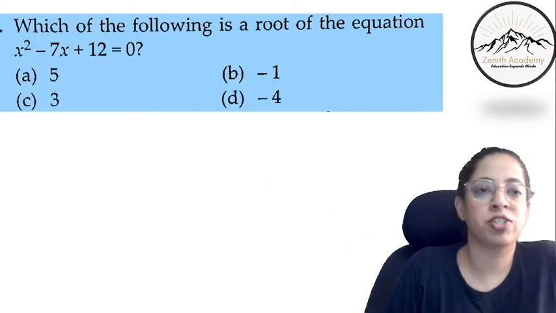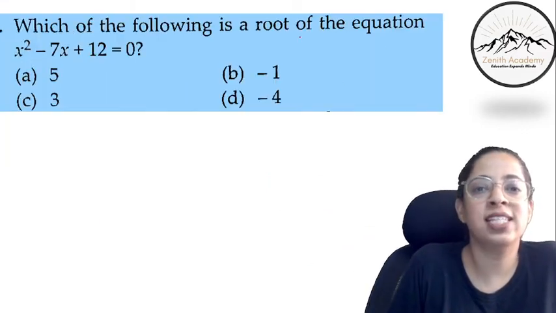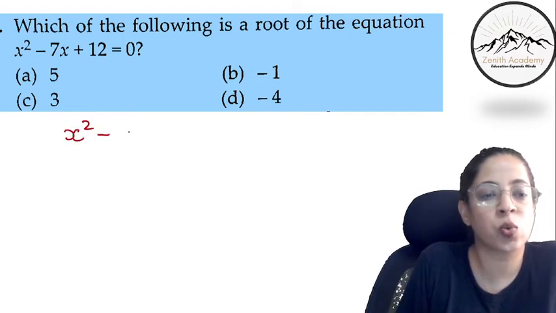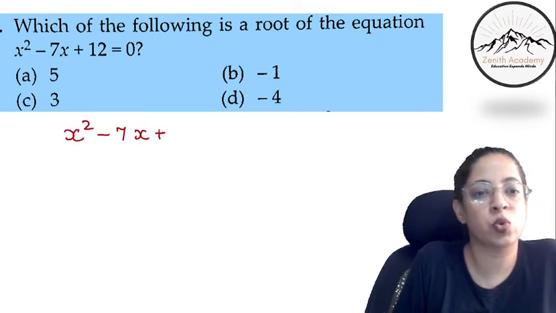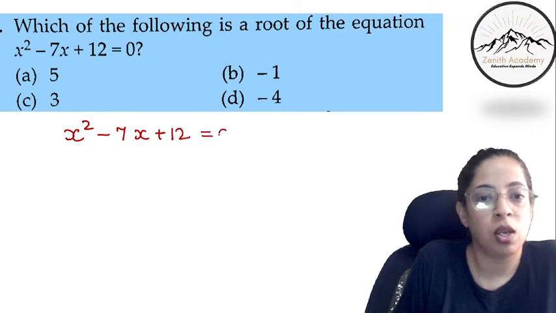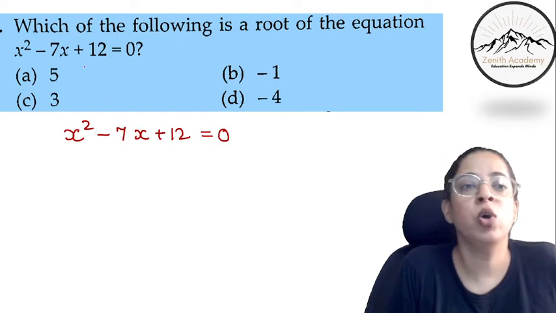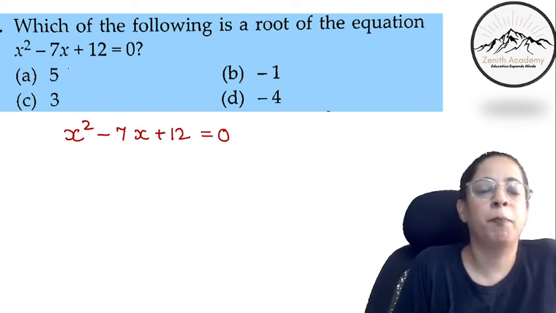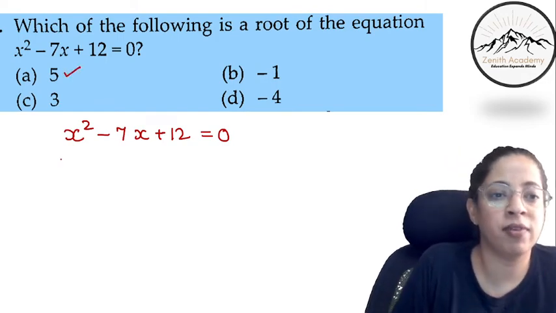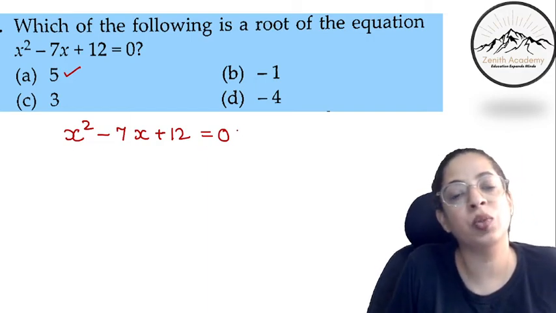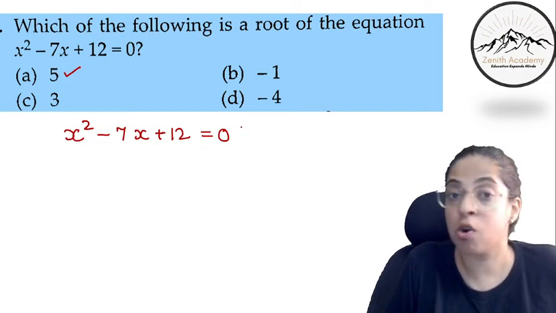Let's see one more question. Which of the following is the root of this equation? You have been given this equation, x square minus 7x plus 12 is equal to 0. Now out of these 4 options, which one is the root? How will you do it? You will keep on checking. Put x equal to 5 in this equation and see if the left hand side is becoming equal to the right hand side, equal to 0, or not.